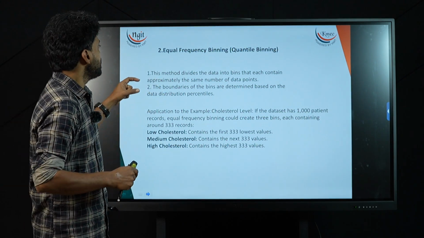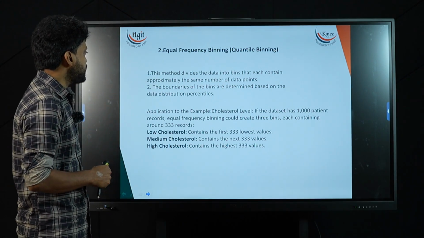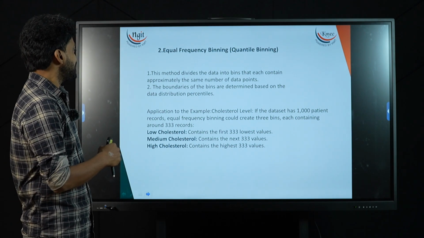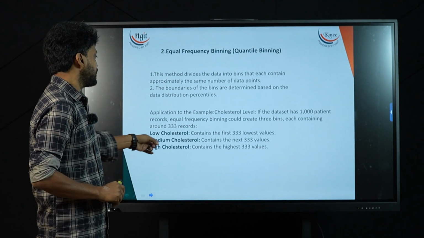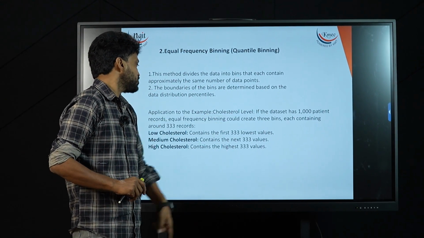If you use equal frequency binning, the boundaries of the bins are determined based on the data distribution. I'll tell you by a simple example. Now, low cholesterol contains the first 333 lowest values.